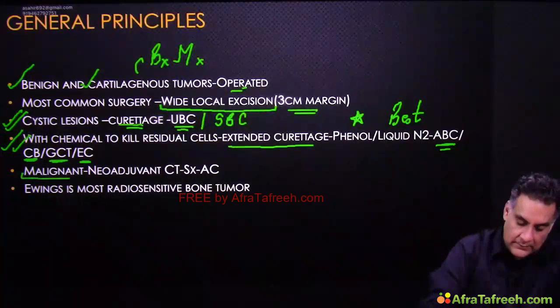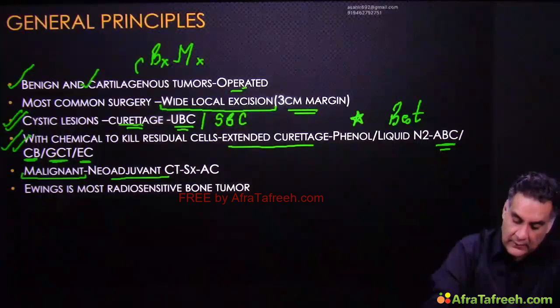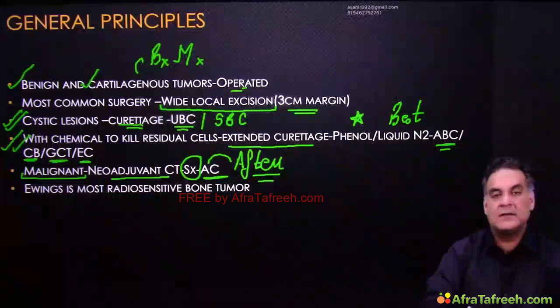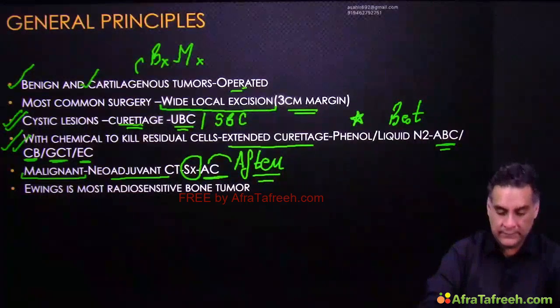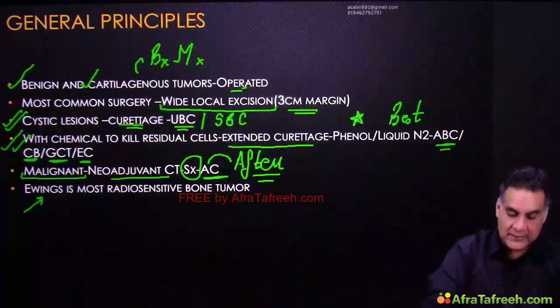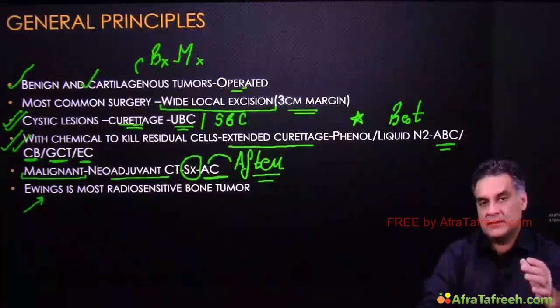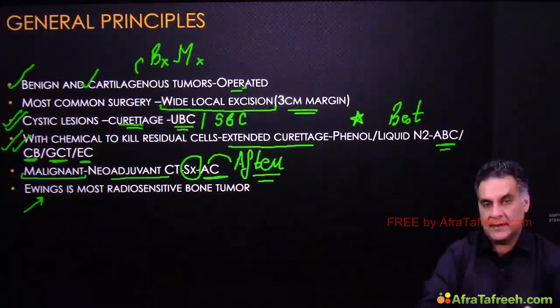Malignant tumors, you will give chemotherapy before the surgery, followed by surgery with 3 centimeter margin, followed by adjuvant chemotherapy. Adjuvant, A for after. So A for after, A for adjuvant. And then remember the golden classical teaching. A tumor that melts like snow with radiotherapy is called as Ewing's. Most radiosensitive tumor known to mankind.